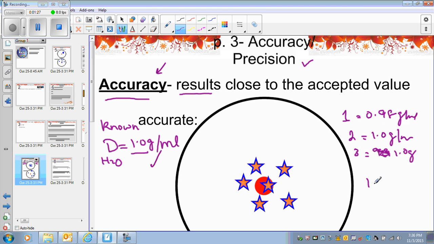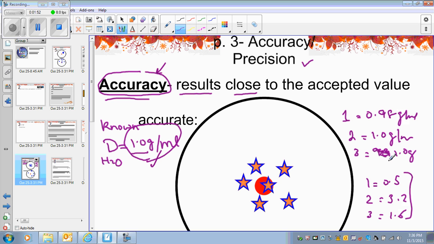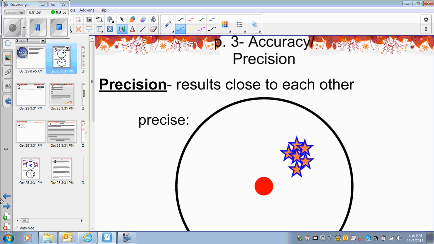But if the first group says it is 0.5, some other group says it is 3.2, another group says it is 1.6, so this data is not accurate because it is not close to the accepted value. So this is the accepted value. So if I am pretty close, like 0.99, 0.98, 1.0, I'm close to this value, then the data is accurate. But if the data is like this, it is not accurate. So it is that simple. If you're right, you're accurate. If you're not right, you're not accurate.